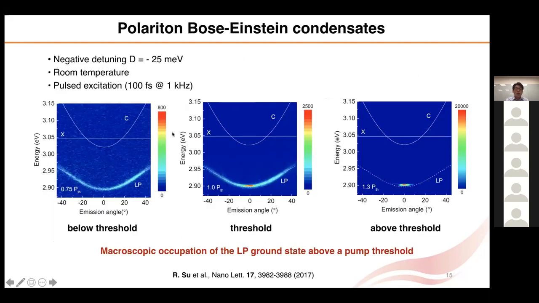So in order to reach polariton condensation at high temperature, we use a pulsed excitation to pump it. By increasing the particle density, we can see such transitions. As you can see here, below the threshold, polaritons occupy all the states in the lower branch. At the threshold, polaritons occupy more at the ground state. And once above the threshold, the ground state is massively occupied. So such macroscopic occupation of the lower polariton ground state above a threshold strongly suggests the occurrence of polariton condensation in the system at room temperature.